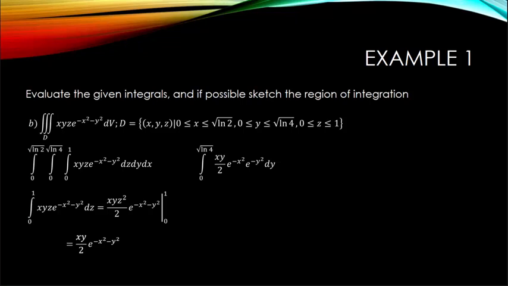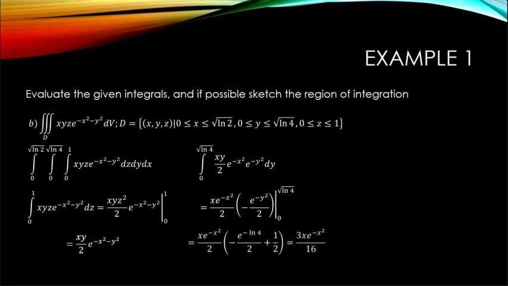The integral from 0 to the square root of the natural log of 4 of xy over 2 e to the negative x squared times e to the negative y squared dy. I've separated my exponential term out to make it easier to integrate this with respect to y only. This gives me x e to the negative x squared over 2 times negative e to the negative y squared over 2, evaluated from 0 to the square root of the natural log of 4.